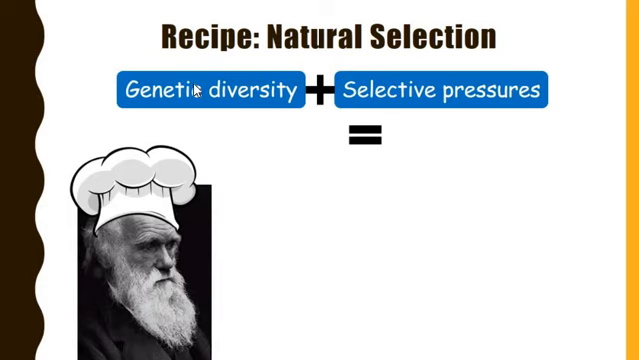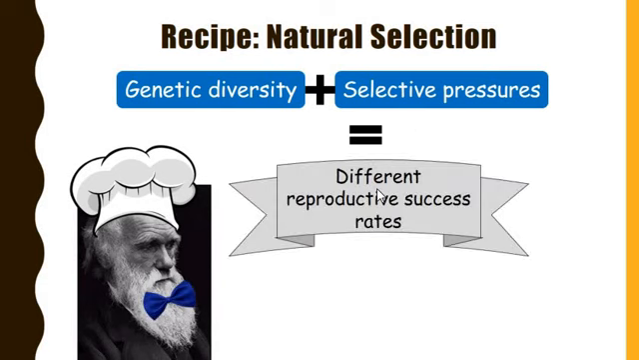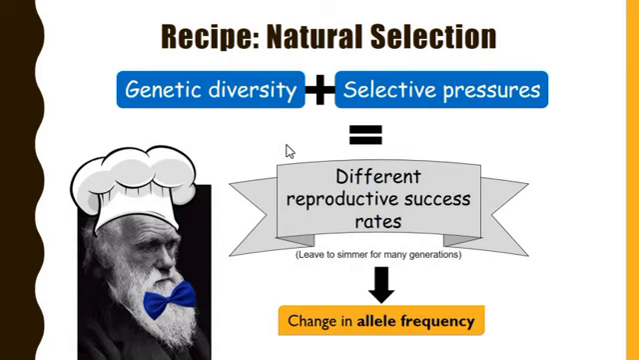Okay, so we've got genetic diversity, but then some kind of selective pressure, something in the environment that's going to change whether these organisms are able to survive and reproduce. And so that results in these different reproductive success rates. Some individuals can live through the selective pressures, but some can't. Now, if you leave that to happen for generations, I'm talking millions of years for some, in some cases, you will end up with a change in an allele frequency.